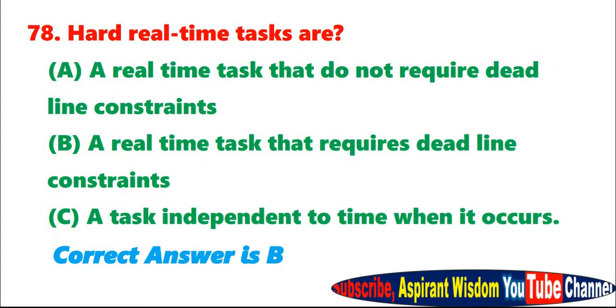78. Hard real-time tasks are: A. A real-time task that does not require deadline constraints, B. A real-time task that requires deadline constraints, C. A task independent to time when it occurs. Correct answer is B.